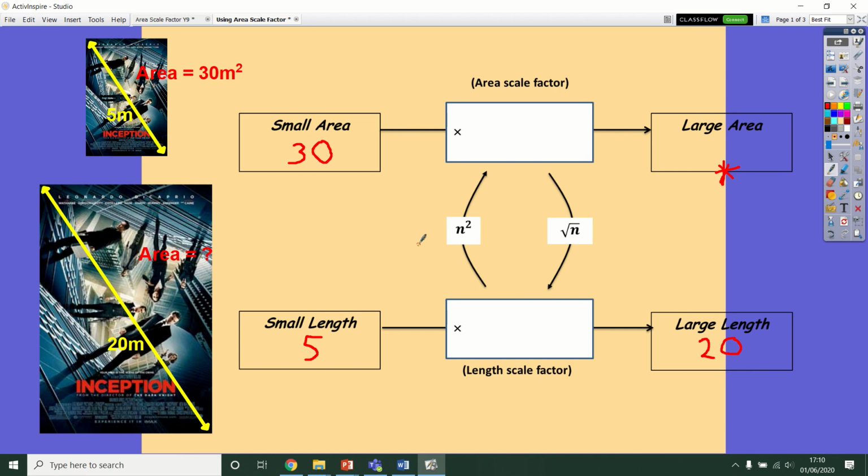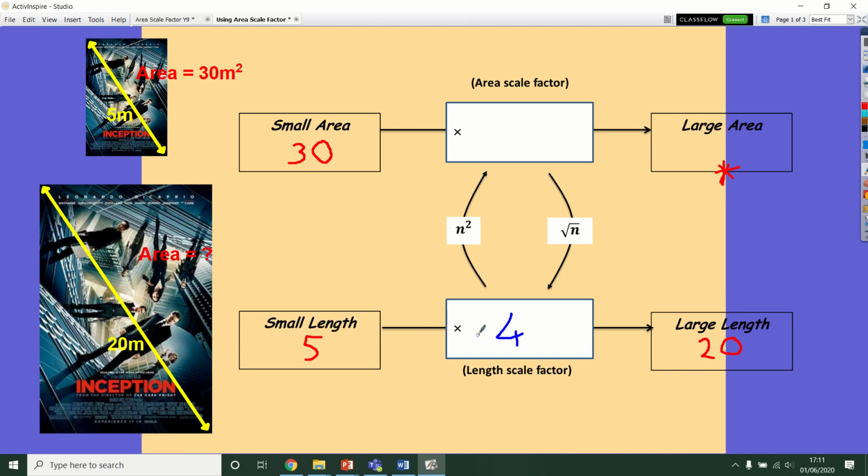Is there anything I can work out from this? Well, I've got both the lengths down here, so I can probably work out a length scale factor. 5 times something makes 20. I reckon that something is 4. If you can't work it out, you can do 20 divided by 5, and that makes 4.